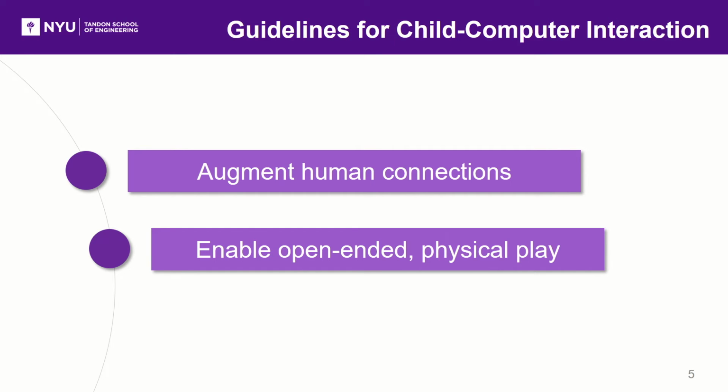Finally, we will introduce enabling open-ended physical play. Children who participate in open-ended physical play can benefit in many ways, including having better health, developing problem-solving skills and resilience, learning to engage with peers, negotiating, and advocating for themselves. The child-computer interaction community has worked on supporting this form of play, with many examples of computer-enhanced indoor and outdoor physical play.